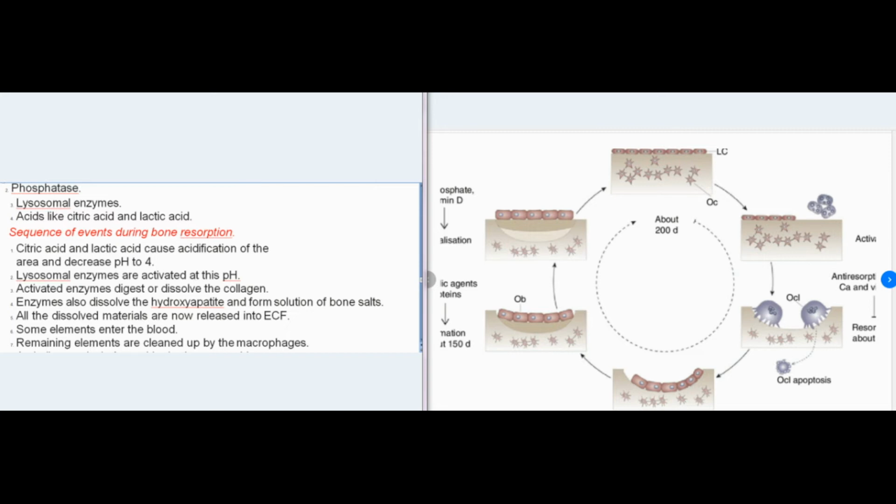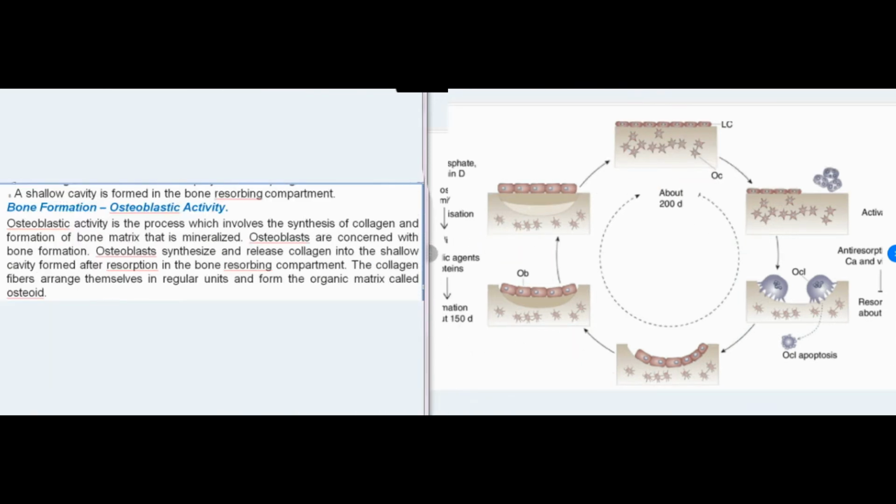The part of the bone to be resorbed is known as the bone resorbing compartment. The osteoclast present in this compartment attaches itself to the periosteal or endosteal surface of bone through villi-like membranous extensions. This process is mediated by the surface receptors called integrins. At the point of attachment, a ruffled border is formed by folding of the cell membrane. Resorption of that particular compartment occurs by some substances released from membranous extensions of osteoclasts, such as collagenase, phosphatase, lysosomal enzymes, and acids like citric acid and lactic acid.